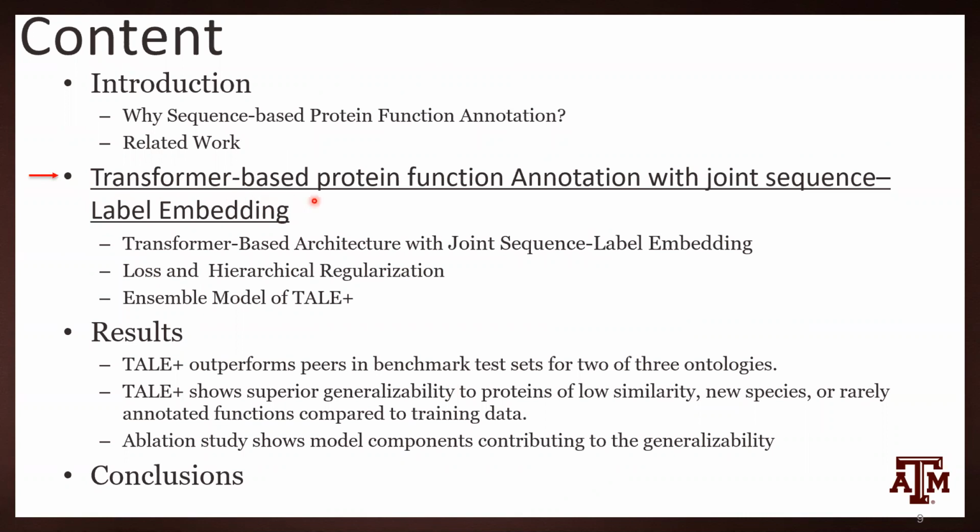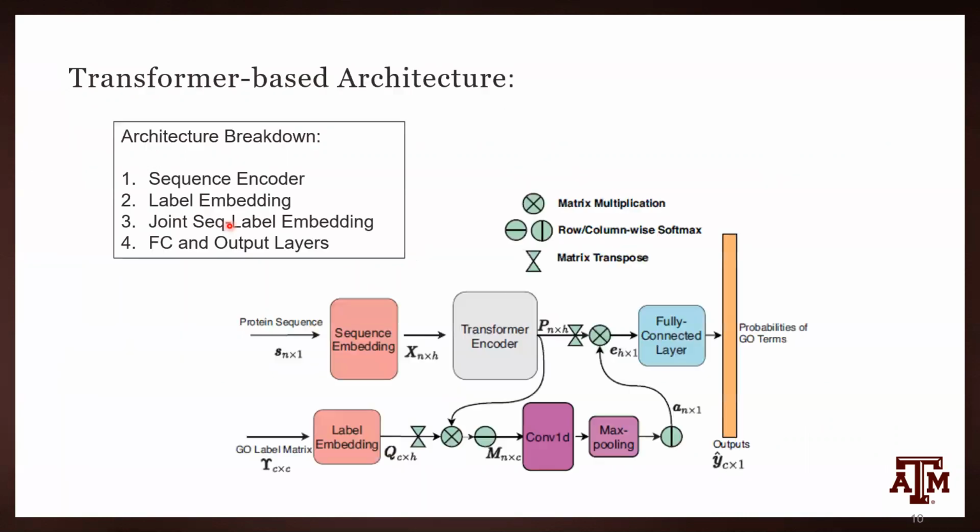Okay, then I will talk about our method. Overall, this is the architecture of our method. It includes 4 components: a sequence encoder, a label embedding, a joint sequence label embedding, and fully connected and output layers. I will go through each component one by one. First, the sequence encoder consists of 2 parts, a sequence embedding layer and a transformer encoder. For every input protein sequence, it will convert it into a latent state with dimension n times h, where n is the length of the sequence and h is the hidden dimension.